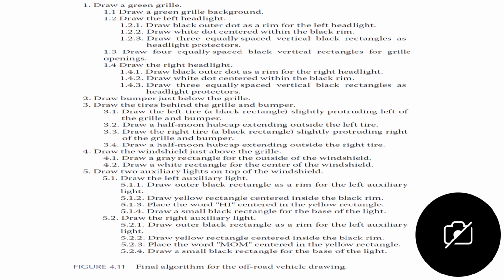So here, draw the left headlight. These are all the steps. You are having a black outer dot as a rim, then a white dot centered within the black rim, and 3 equally spaced vertical black rectangles. Okay. So here also again tires, it is having sub-steps. And the left auxiliary light, this is having sub-steps. Okay, so this is the main idea. This is the first level subpoints and this is the second level sub. And this is called a final algorithm. Just நம்ம technical குள்ள போவே இல்ல. So this is an example of vehicle drawing.